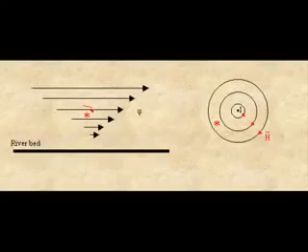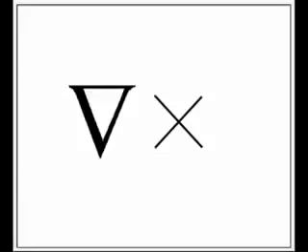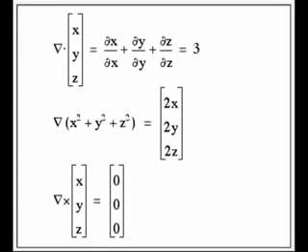And the curl gives us the axis of rotation of a paddle wheel if we were to place it in the vector field and see which direction it rotated. The curl is designated by the cross product, which is the del operator followed by an x.